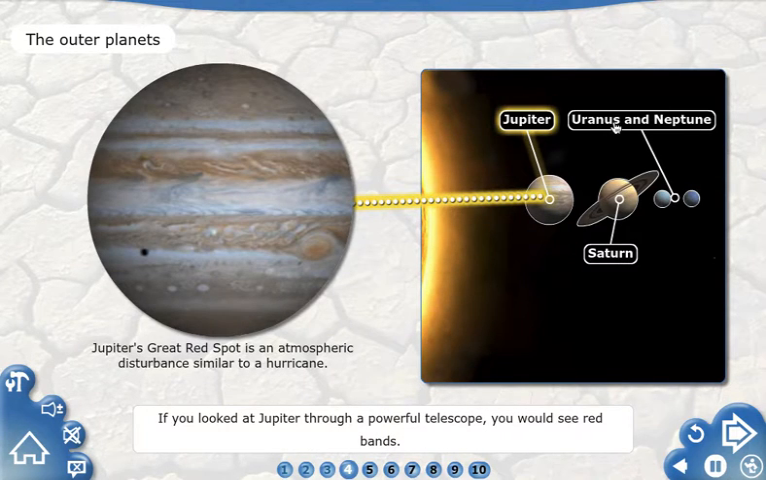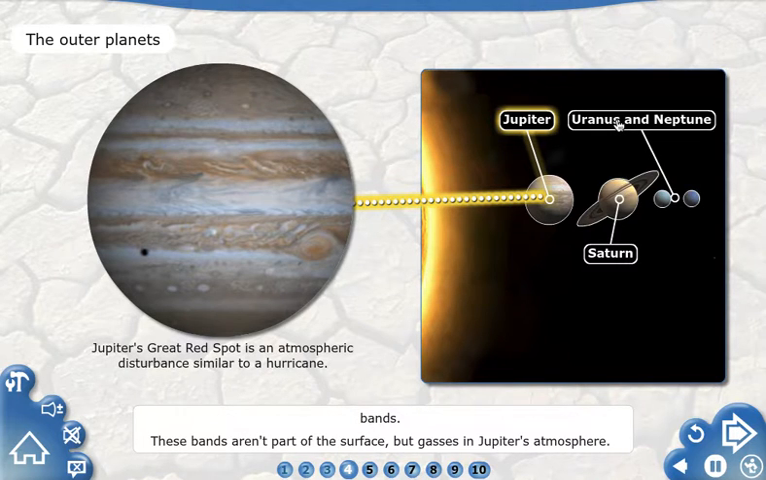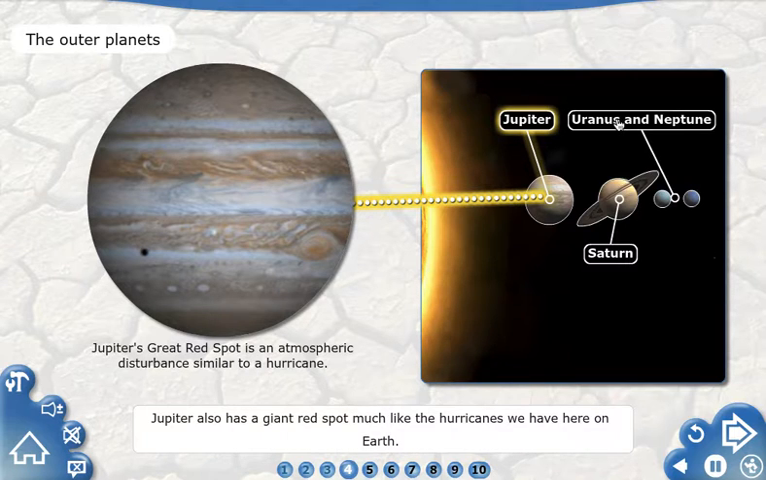If you looked at Jupiter through a powerful telescope, you would see red bands. These bands aren't part of the surface, but gases in Jupiter's atmosphere. Jupiter also has a giant red spot, much like the hurricanes we have here on Earth.